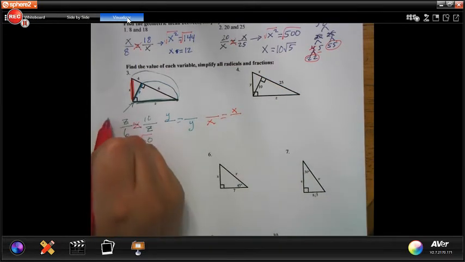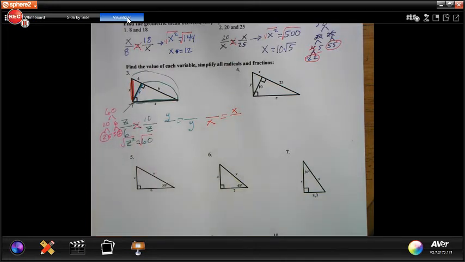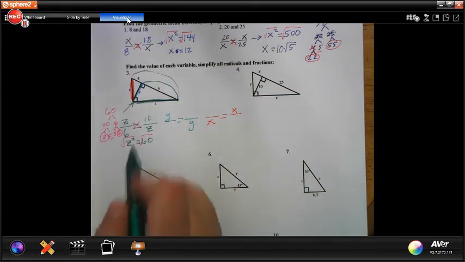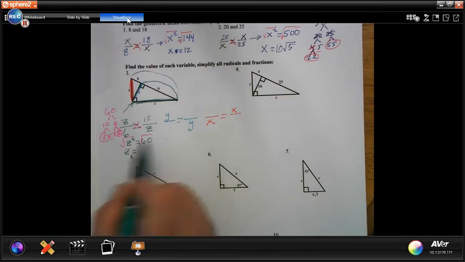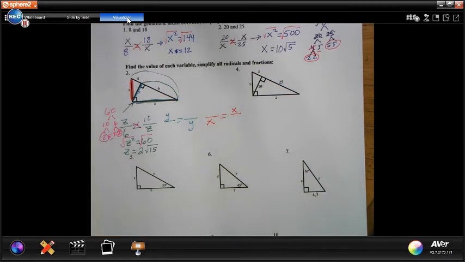Let's go over here, 60. It's 10 times 6, which is 2 times 5, which is 3 times 2. Those break out. 5 and 3 are left behind. So I get Z equals, the 2's break out, just a 2. 5 and 3 are left behind, so you multiply them back together, and you get 15. So 2 radical 15.